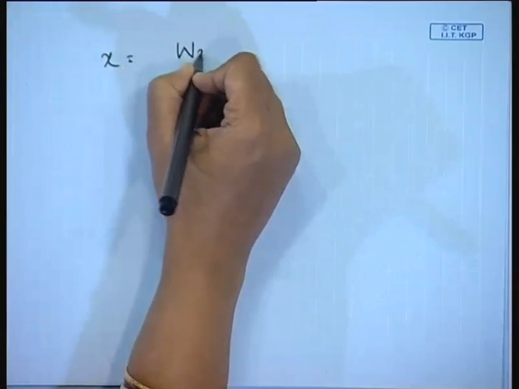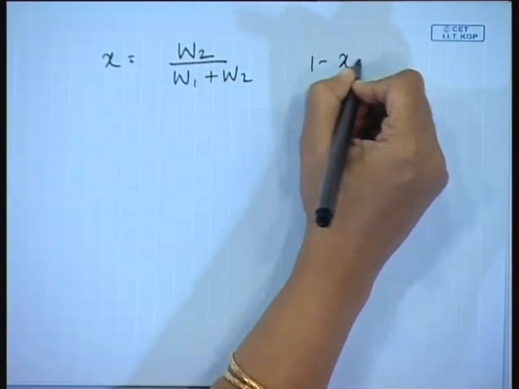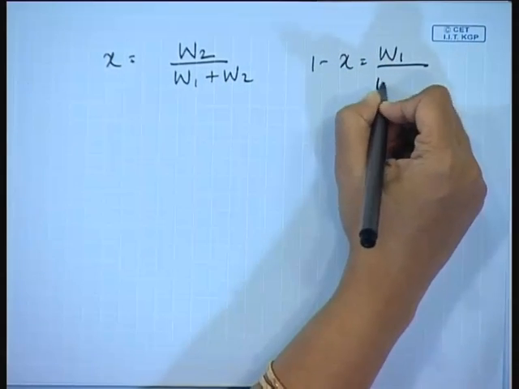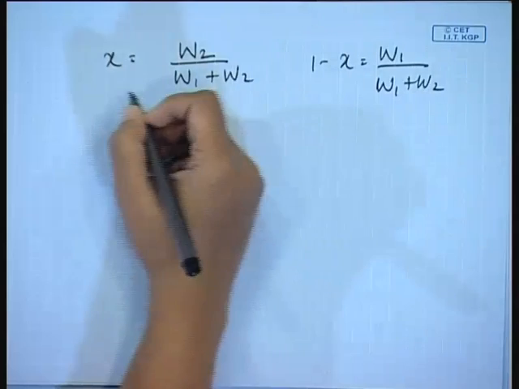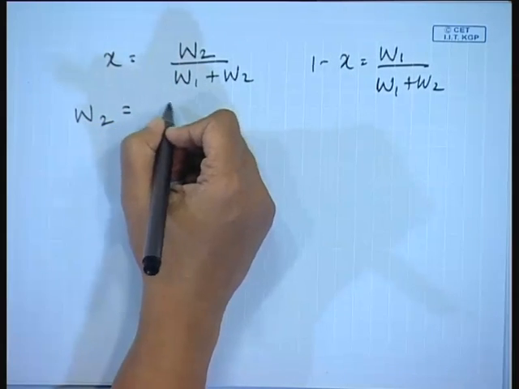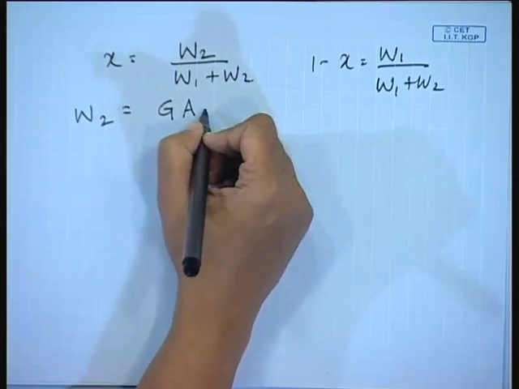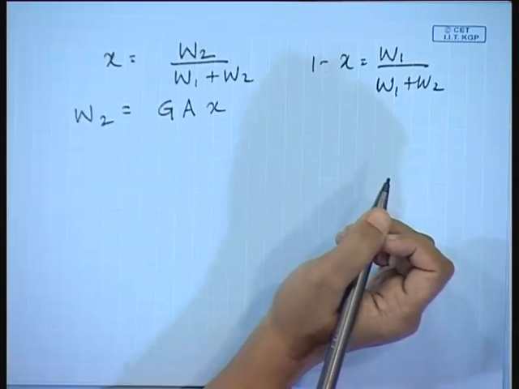For example, as I have already mentioned, x equals W2 by W1 plus W2, and 1 minus x equals W1 by W1 plus W2. So, I can write down W2, it is nothing but equal to G into A, this is nothing but W into x, isn't it?